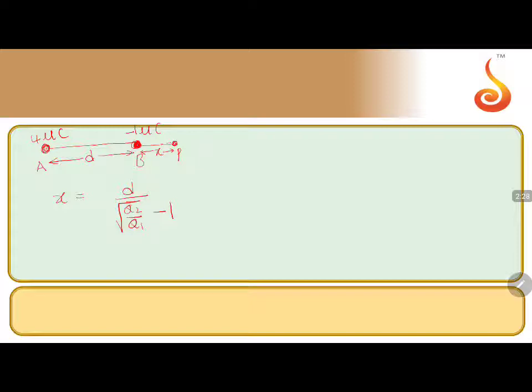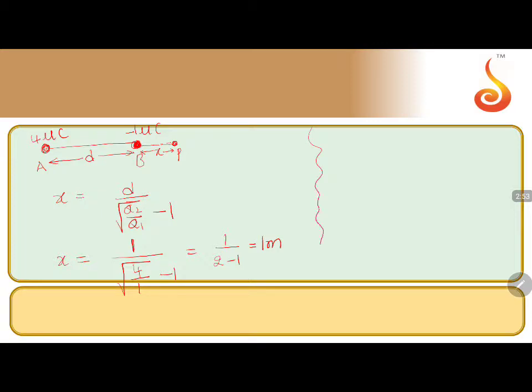Don't substitute the negative sign of the charge here. So X is equal to D. D is the total separation, that is 1 meter, divided by root over Q2 by Q1 minus 1, where Q2 is 4 and Q1 is 1. So we will be getting here 1 divided by 2 minus 1, which is equal to 1 meter.